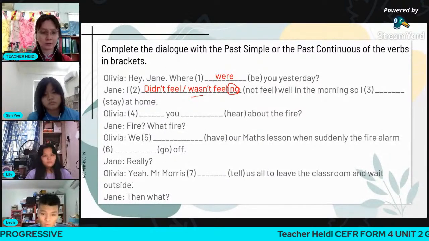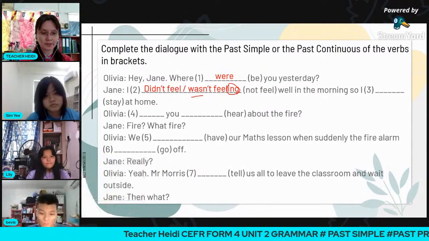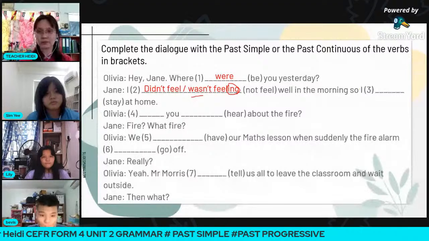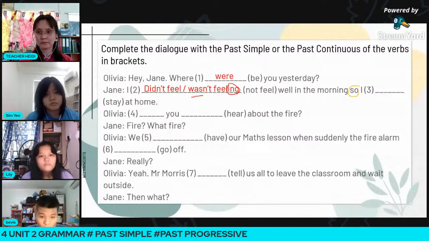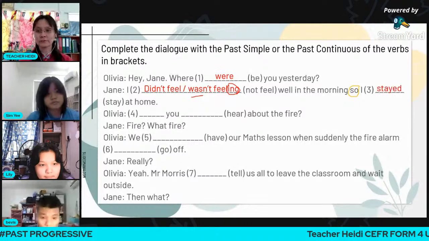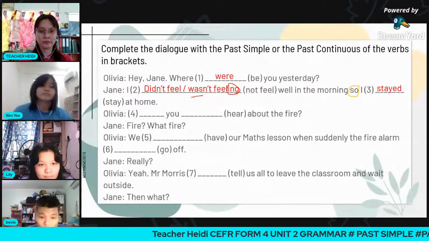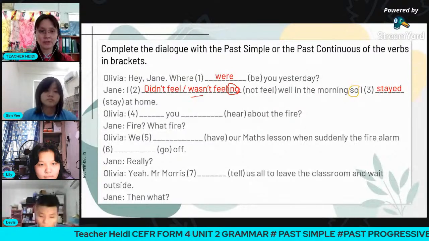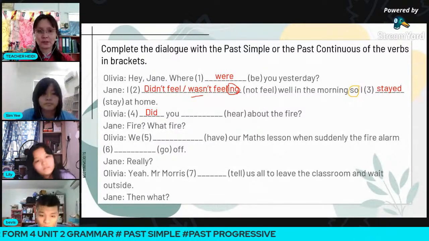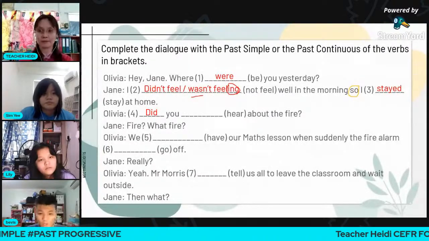I think you should change the color of the pen to yellow or orange. Okay, all right. So you use the word so here. So it's a compound sentence. So I stayed at home. Now there are two options. Either you use the ing one or the did. Which one do you want to choose? This one is simple past. The other one with ing will be the progressive, past continuous.